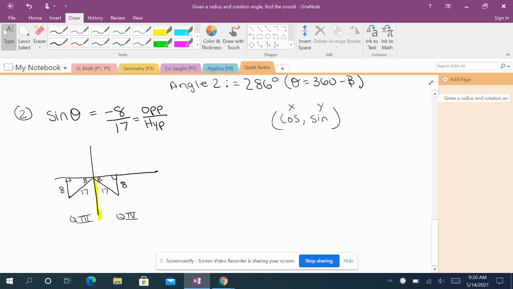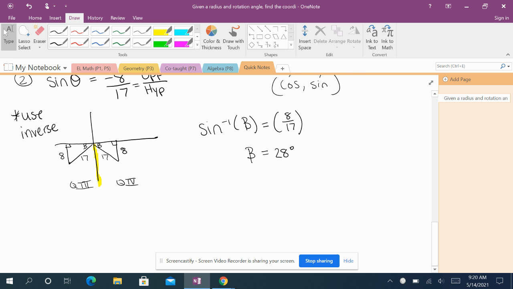Now that I have that set up, because I have two sides that I know, I have to use the inverse again, just like we did on the first one. So inverse sine of our angle, which we don't know yet, is equal to our 8 over 17. Again, not -8. We'll work with that later. When you do this in your calculator, again, you have to be in degrees and click the inverse button. We have beta equaling 28 degrees. Now that we have that, we are much closer to finding our actual angles.